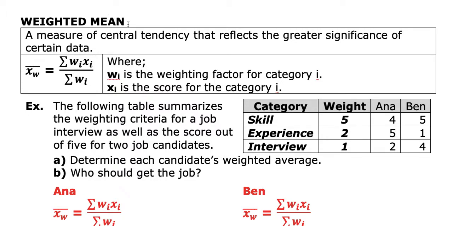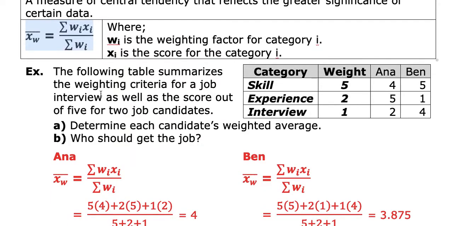Next, so weighted mean. That means that certain numbers in the data set are given more significance. I'll read the definition. A measure of central tendency that reflects the greater significance of certain data. So this is the definition. The weighted mean is the sum of, and we're going to take the weight times the actual outcome in the data set. So X is always representing the score for the category, and this is divided by the sum of the weights. So we'll use this as our example.